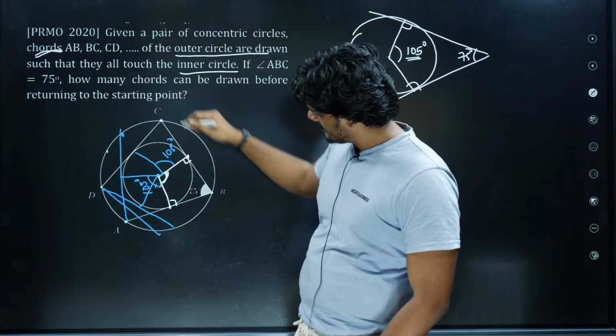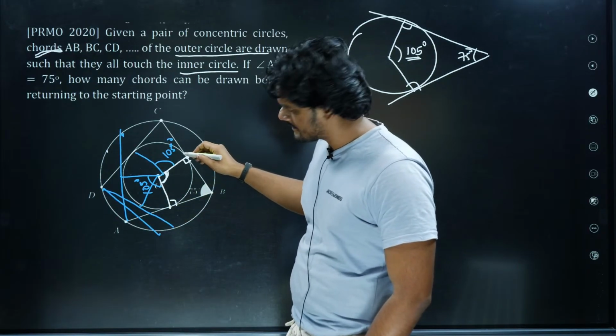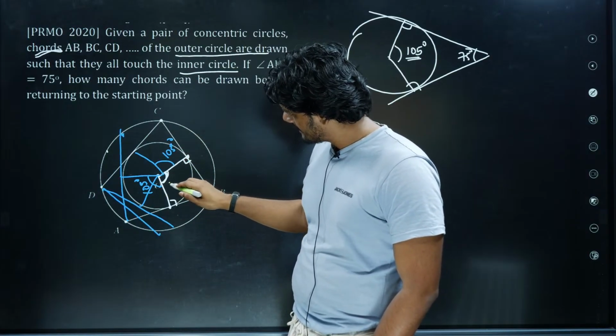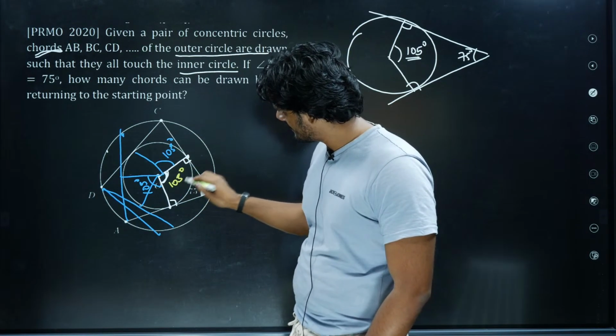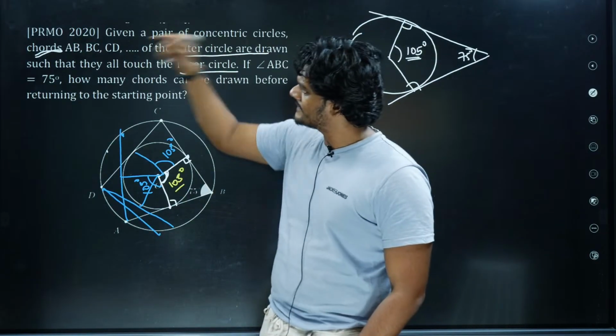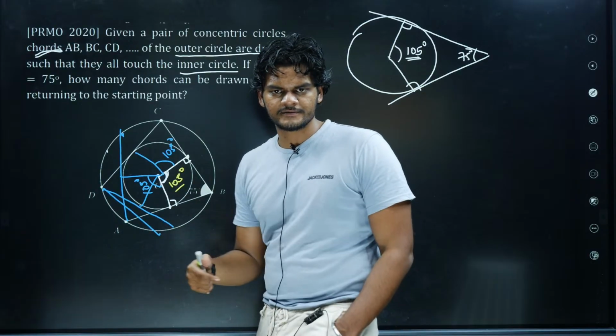See, the thing is, each of the two chords, two tangents, chords to the outer circle, make the angle 105, right? They make the angle 105. And we want that as we draw more chords, okay?